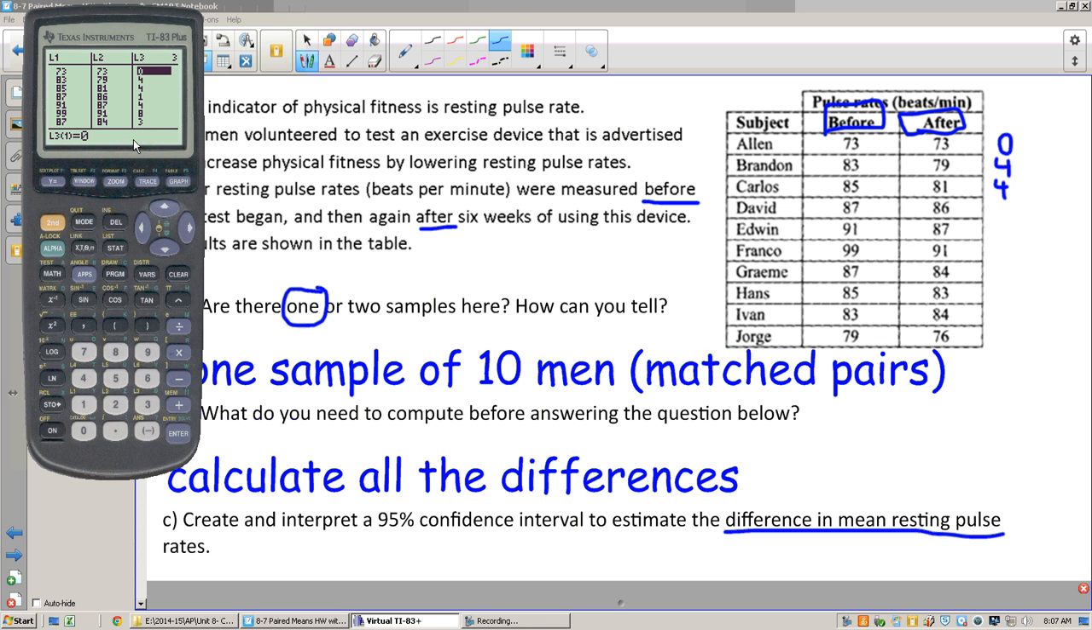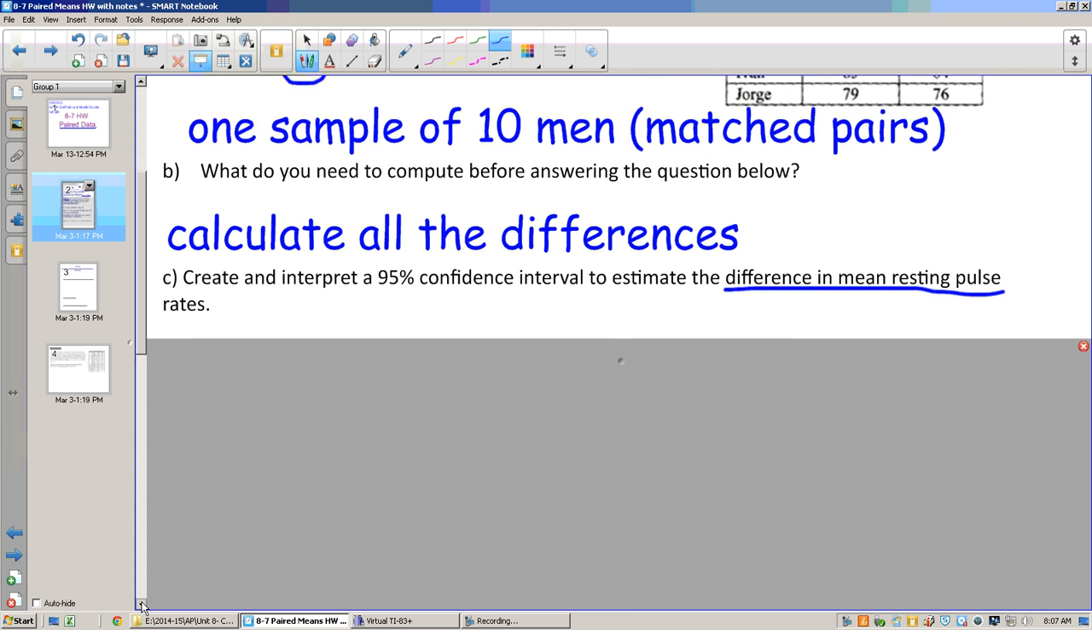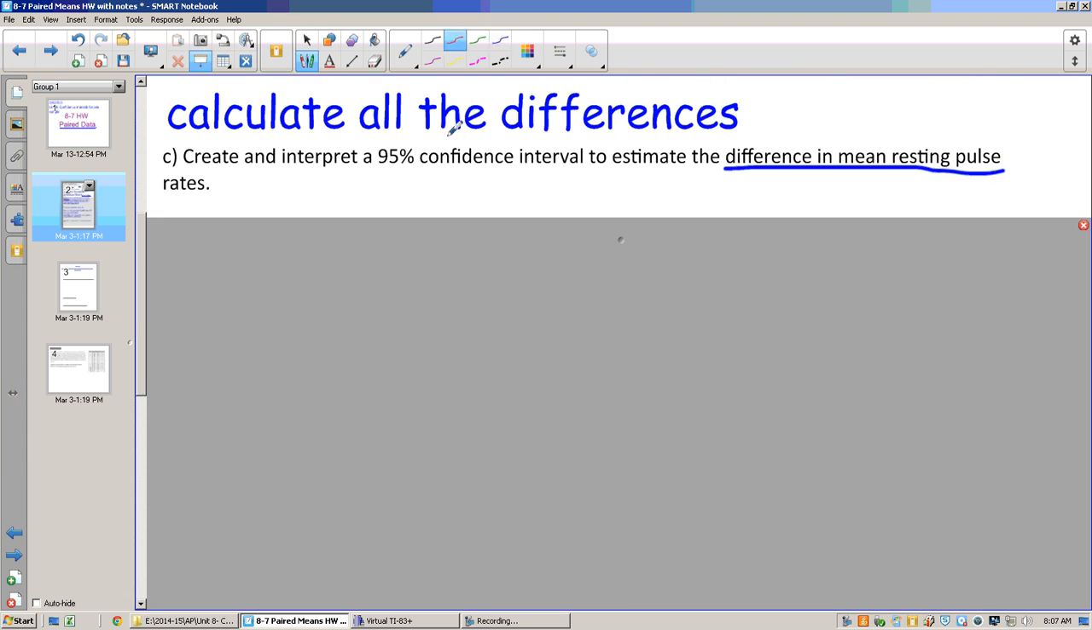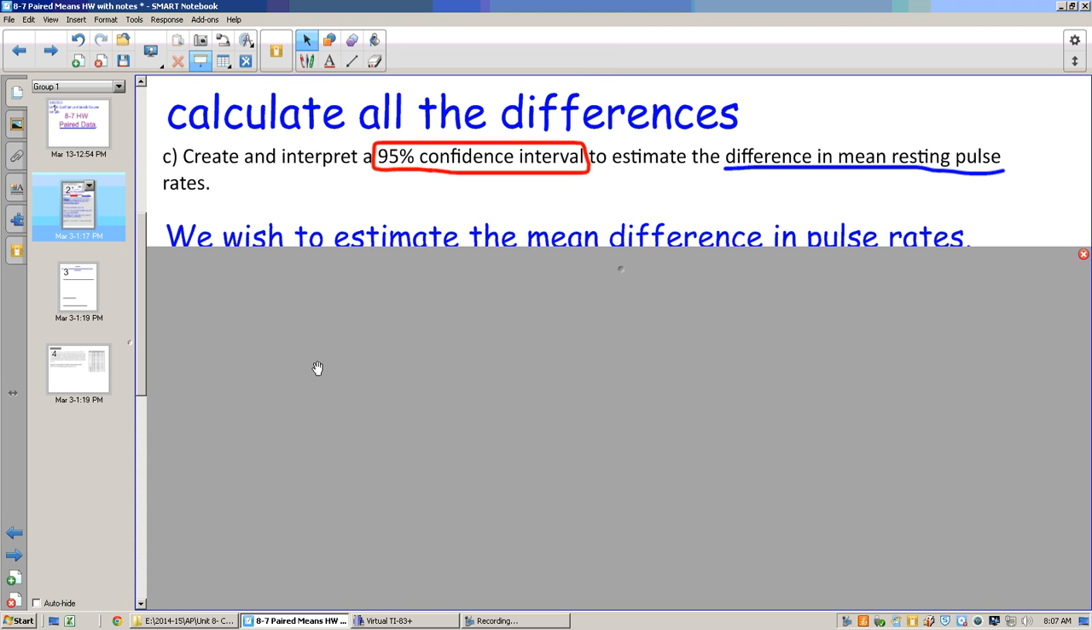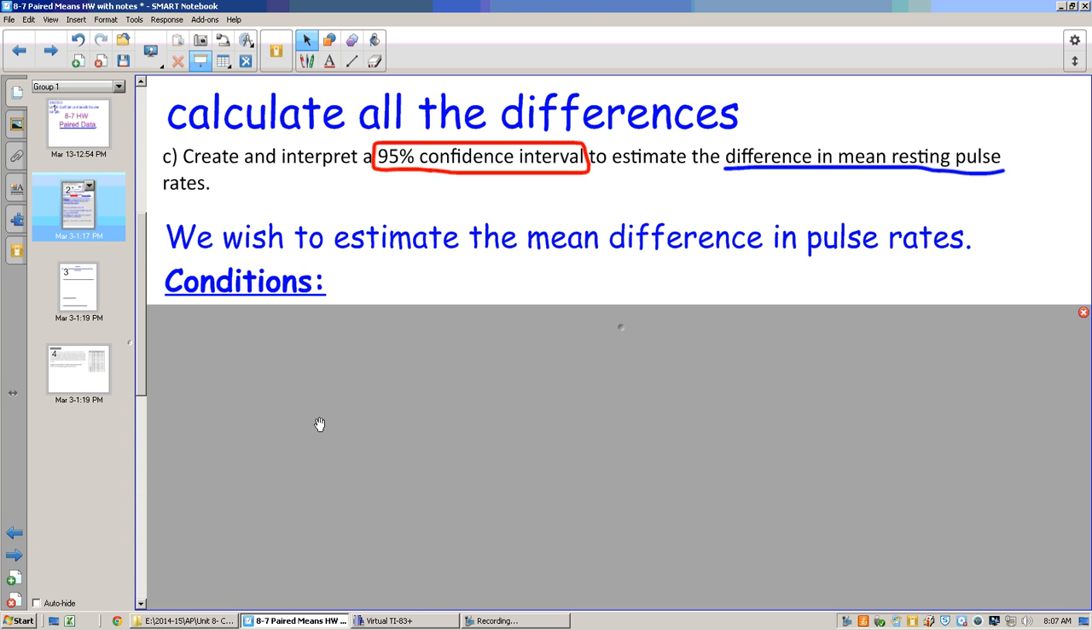So I do have those differences, so our goal here is to create and interpret a 95% confidence interval. So when we see the words confidence interval, we think of those steps of PANIC. So P, what's our point? Well, we're going to start by saying we wish to estimate the mean difference in pulse rates.